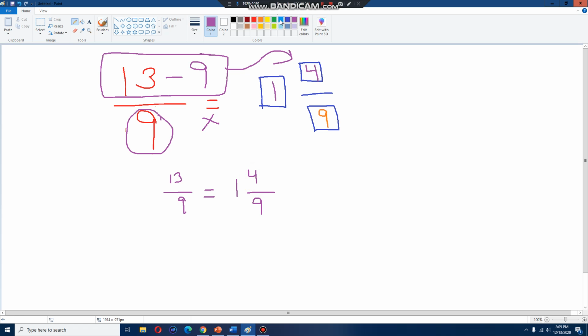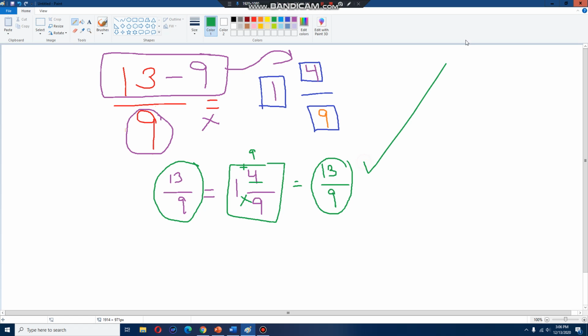And I'm going to prove to you that this is the correct answer. How do I prove it? You go to your mixed fraction over here, and you do the same thing. Multiply it. 9 times 1 is 9. Put the 9 on top. 9 plus 4 is 13. And the answer, 13 over 9. Is this answer the same as this answer? Yes, it is. So that means our mixed fraction is correct.